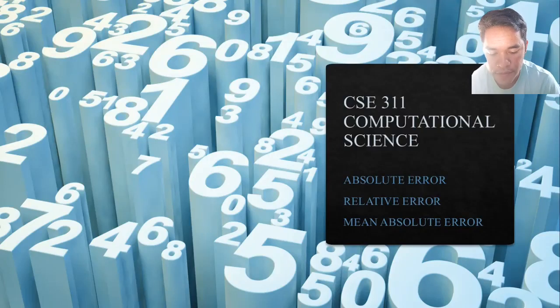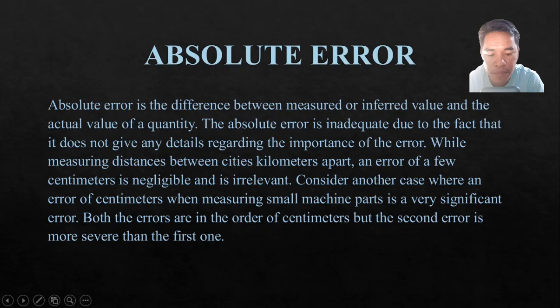Computational science: absolute error, relative error, mean absolute error. Absolute error is the difference between the measured or inferred value and the actual value of a quantity.